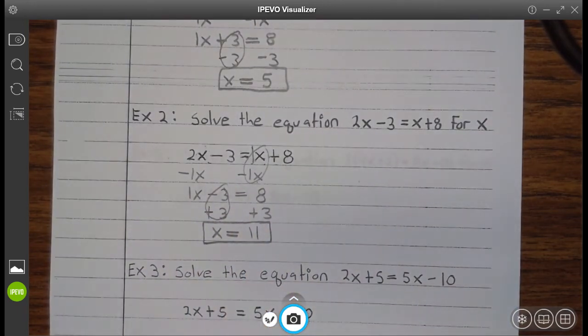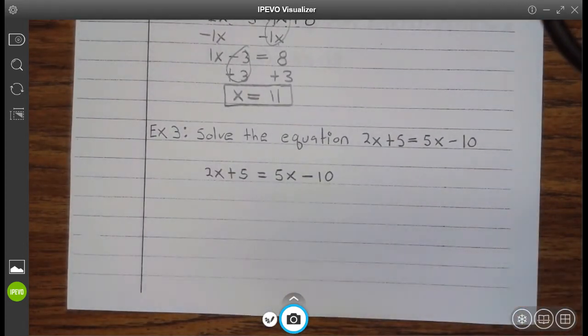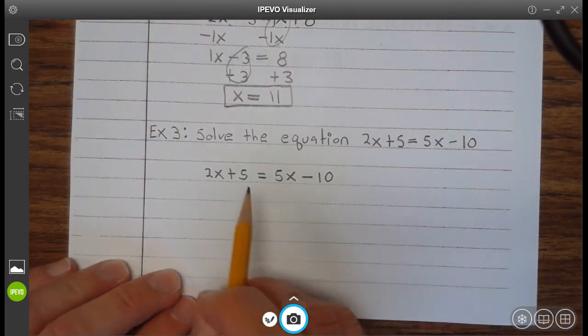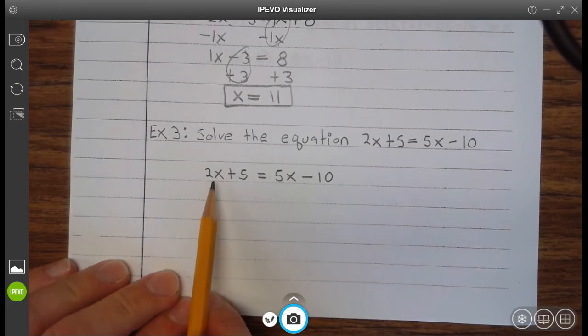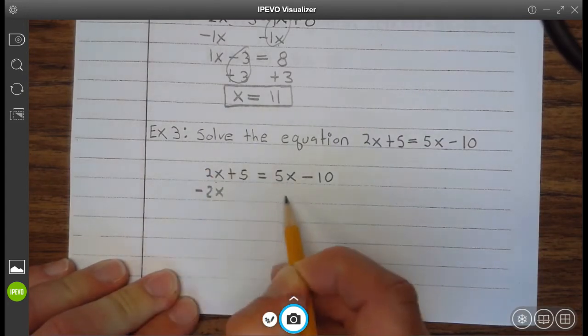Okay, all right. Let's take a look at example 3. Solve the equation 2x plus 5 equals 5x minus 10. Okay, so we always want to subtract the smaller x from the larger x. We're going to subtract 2x from both sides.